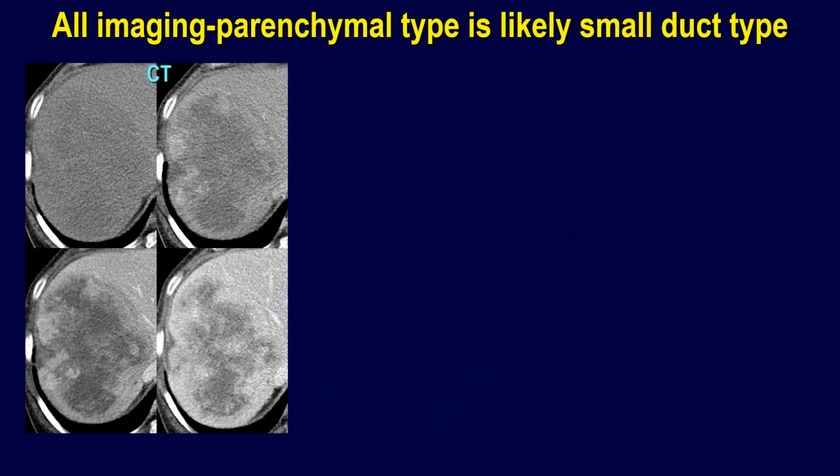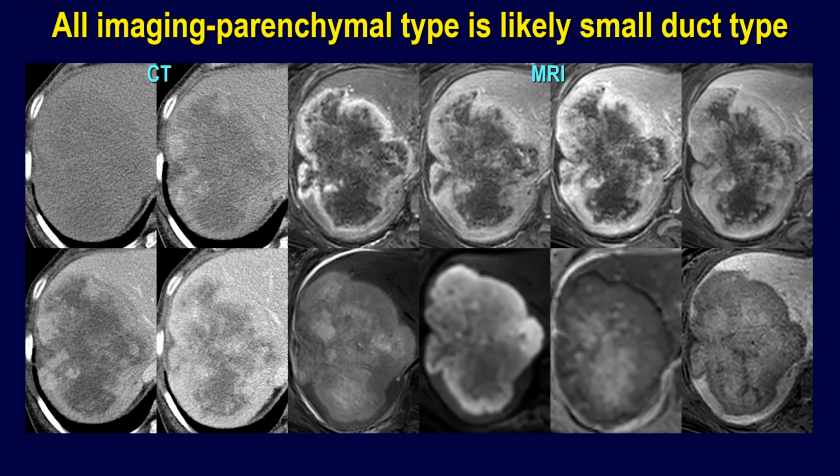However, almost all imaging parenchymal type is likely histological small duct type. This is because most histological large duct type tumors present some degree of ductal abnormality even at an early stage. So, an imaging parenchymal type tumor, defined by absence of biliary abnormality, highly suggests histological small duct type tumor.